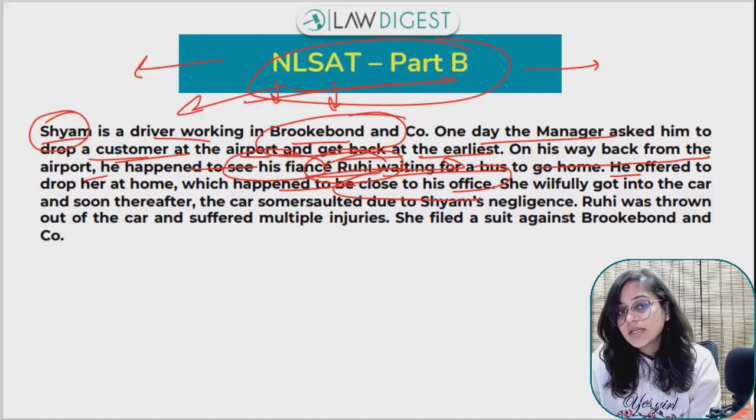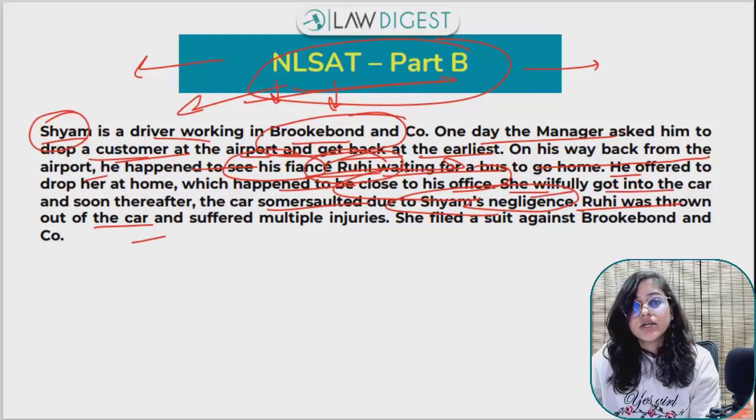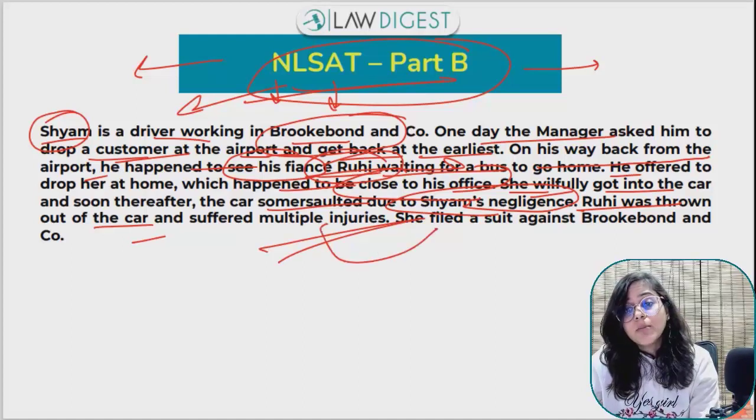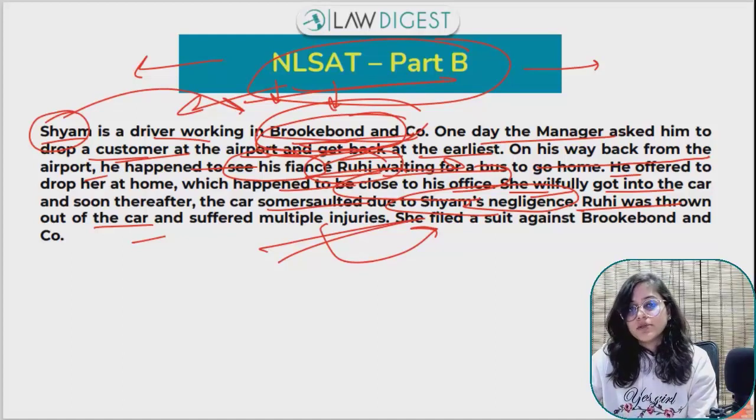However, in between there is an accident that happens due to Sham's negligence and she is thrown out of the car. It is also mentioned that she willfully got into the car and soon thereafter the accident happened. When she suffers these injuries, she files a suit against the company, Brook Bond and Company, that is the employer of Sham, to claim compensation.